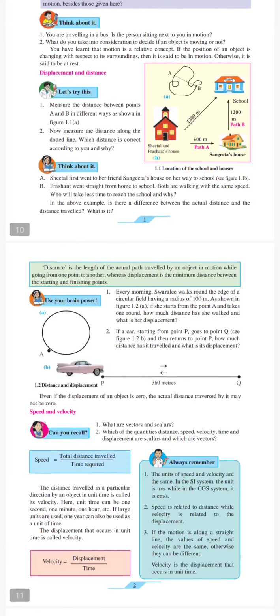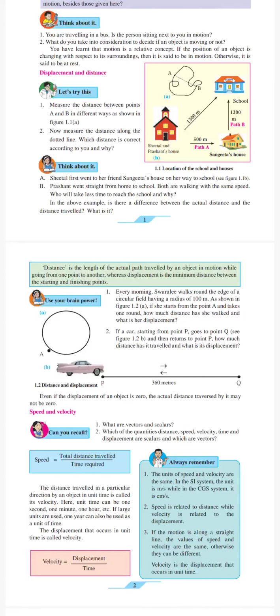So think about it. If Seetal first visits Sangeeta's house as given in 1.1 B, and then Prashant goes straight from home to the school, both are walking with the same speed. They have the same speed, but there is a difference in the length. So I have given an example of simple things here. If the maximum length is there, then we call it distance, and if the minimum length is there, we call it displacement.